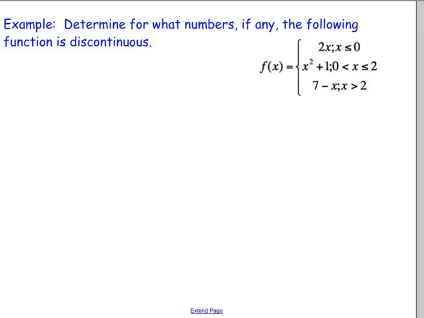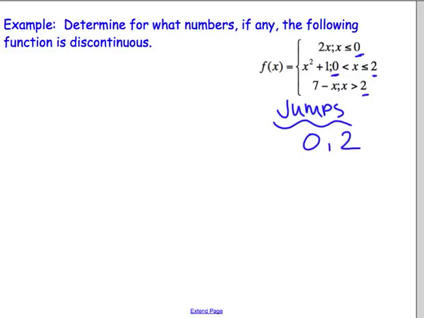Let's go ahead and do one more. Now, remember the first thing we're going to look for, we're trying to decide where this function is discontinuous, is we have to look for the jumps in the pieces. Where might the problems occur? It looks like there's a jump at 0 and another one at 2. So 0 and 2 are where we're going to have to check for discontinuities.